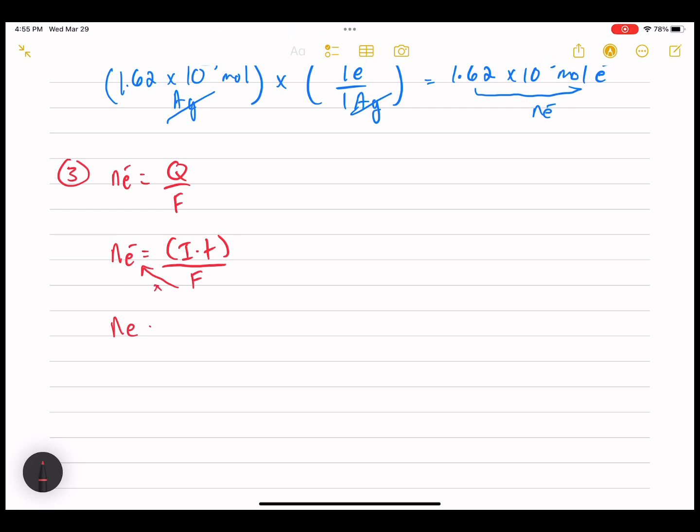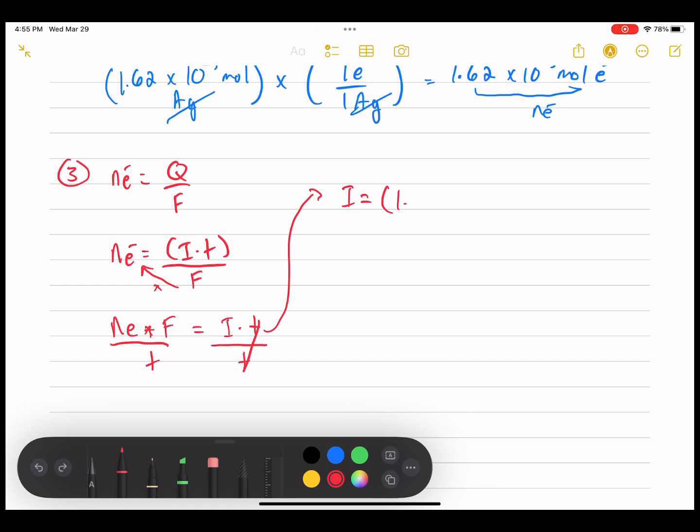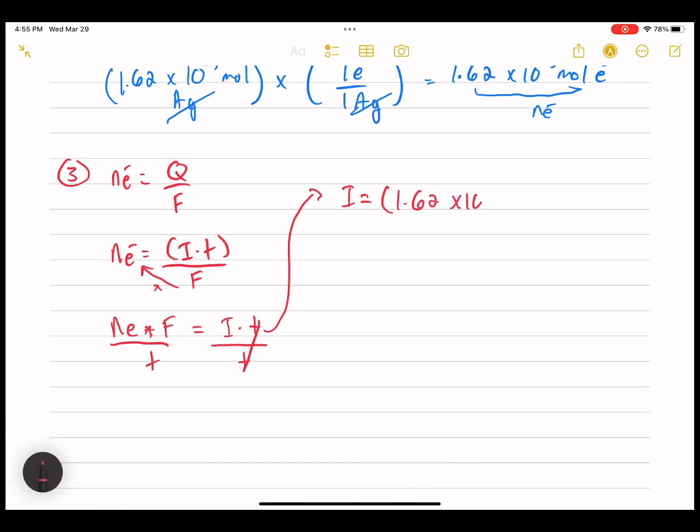I'm going to cross multiply Faraday's constant, which would leave I multiplied by the time in seconds on the right-hand side. And then I'm going to divide both sides by T to isolate for the current, or I. When I isolate for the current, I have moles of electrons multiplied by Faraday's constant over time. I plug in my values, and that should actually be 1.62, not 1.26. 1.62 times 10 to the negative 3 moles of electrons multiplied by the time in seconds, which we converted before, which is 600 seconds.